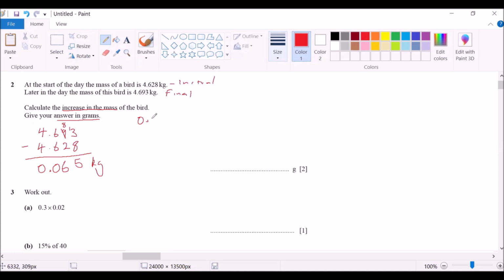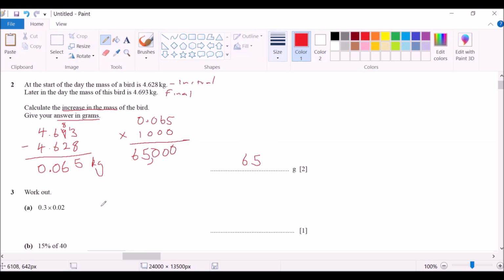So 0.065 times 1,000. First put these zeros down as placeholders. 1 times 5, 5. 1 times 6, 6. And the rest are zeros. No need to write them. Then we count the decimal places. 1, 2, 3. 1, 2, 3. Then we put our comma here. So 65.000 is the same as 65. So we have answer as 65 grams.